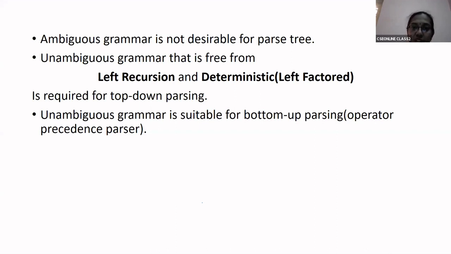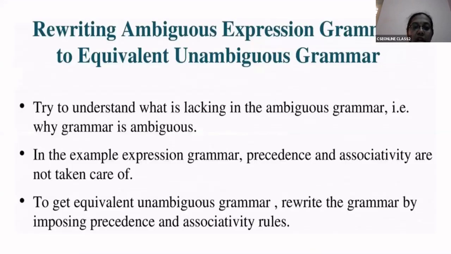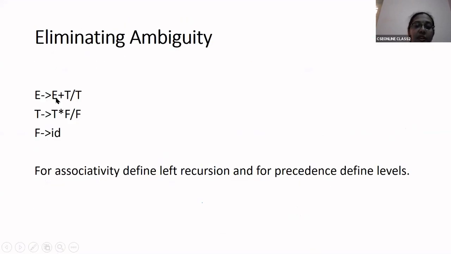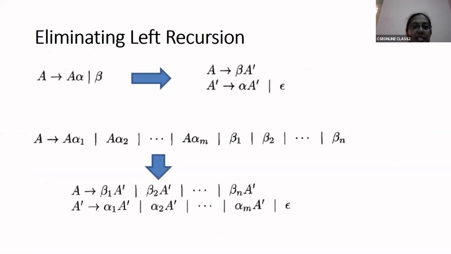What is left recursion? I've already told you what is meant by left recursion. Left recursion is when you have the first symbol on the right hand side the same as that of the left hand side. Such a grammar is said to be left recursive. You have to eliminate this left recursion for your top down parsers. So we have rules for eliminating this left recursion. You can note down these rules.